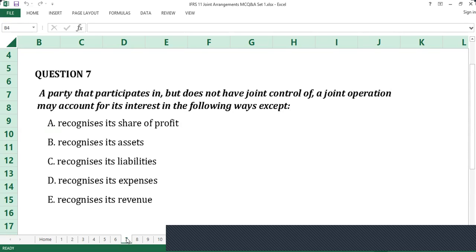Time up. The answer to question number 7 is A, recognizing its share of profits. A party that participates in but does not have joint control in a joint operation is not entitled to a share of profits. Such party does not have joint control, which creates right to the net assets of a joint arrangement, which is inclusive of right to profits. A is the answer to question number 7.